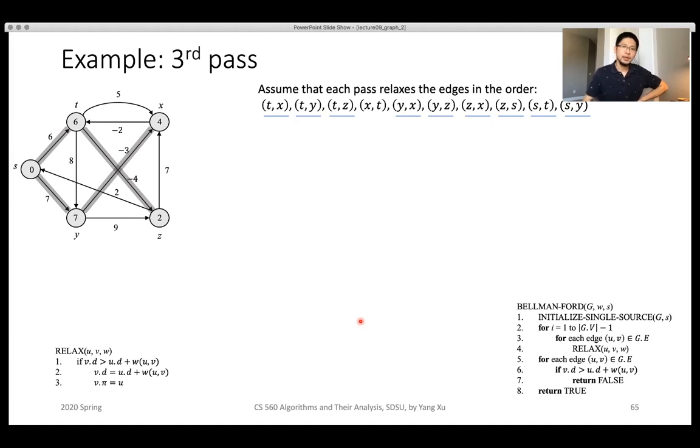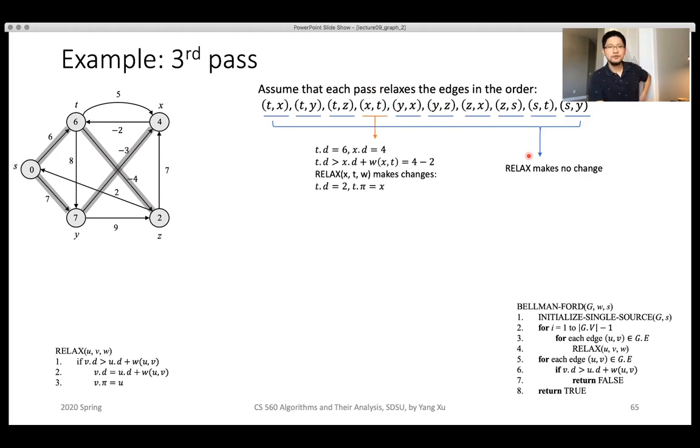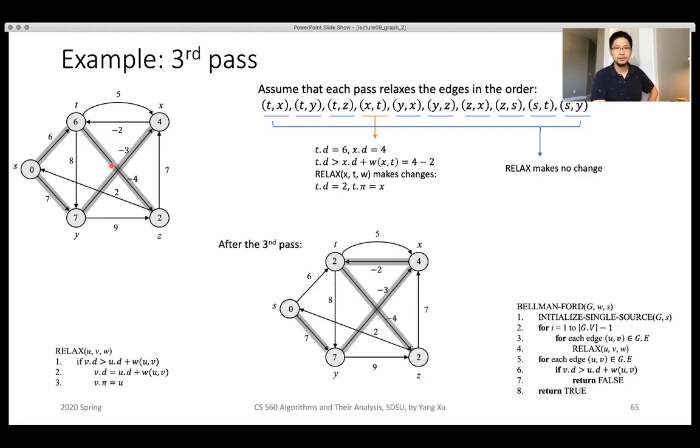So in the third pass, we found that there's only one edge that, when we relax it, the d and the pi will be updated, and all the rest of the edges make no change. Okay, so for xt, the d of t is 6 and the d of x is 4, and 6 is greater than 4 plus -2. So we will relax this edge and make the changes by setting the d of t to be 2 and the pi of t to be x. Okay, so after the updates, this original bold edge will be gone, because the predecessor of t is no longer s, it becomes x.